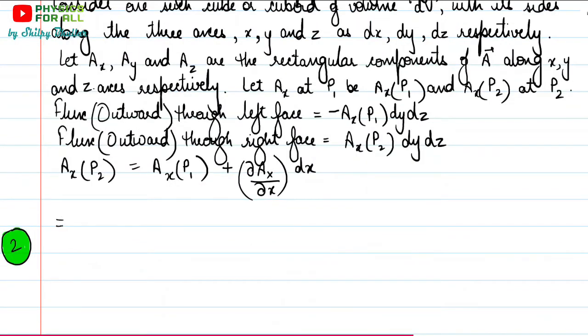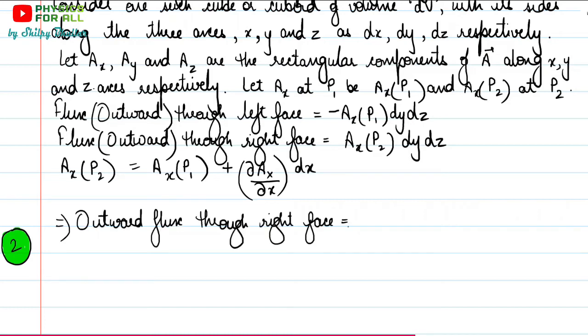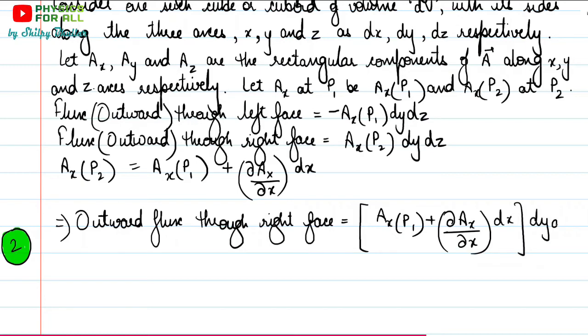Thus we can write the outward flux through the right face in terms of AXP1. We have already written the outward flux through the right face, that is AXP2, the value of AX at P2 multiplied by dy dz. But now we have found AXP2 in terms of AXP1, so I'm just going to write it down. So this becomes AXP1 plus curly AX upon curly X dx, multiplied by dy dz.